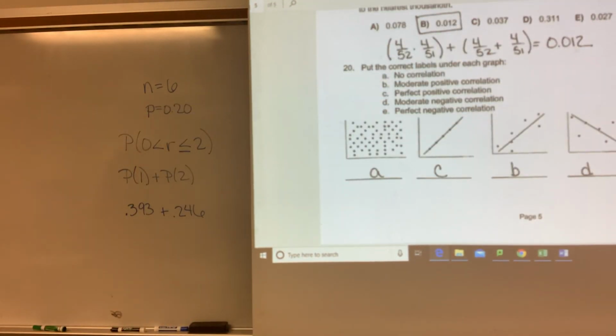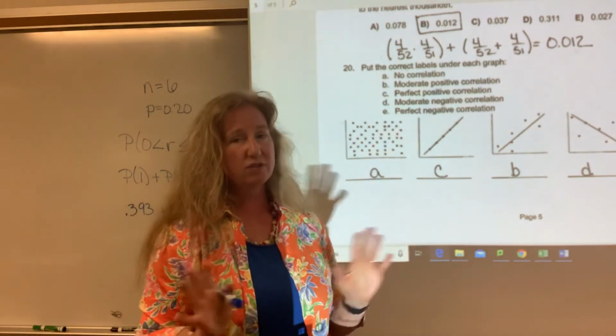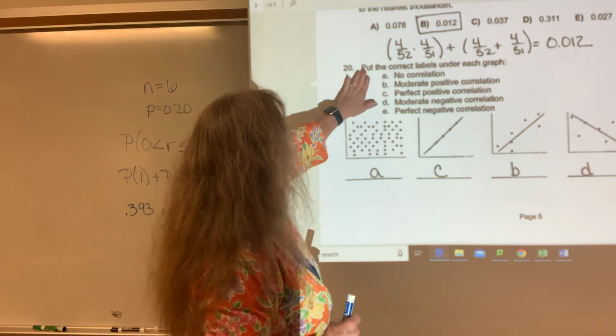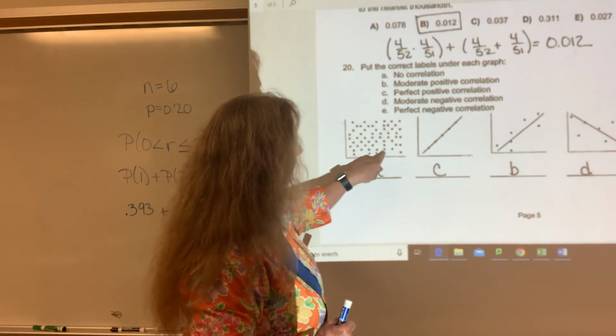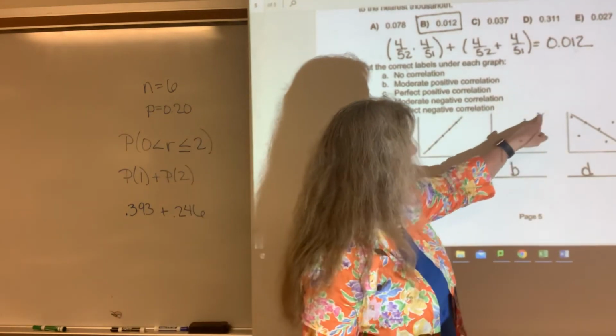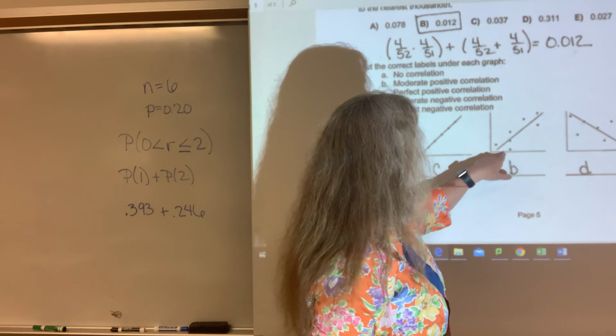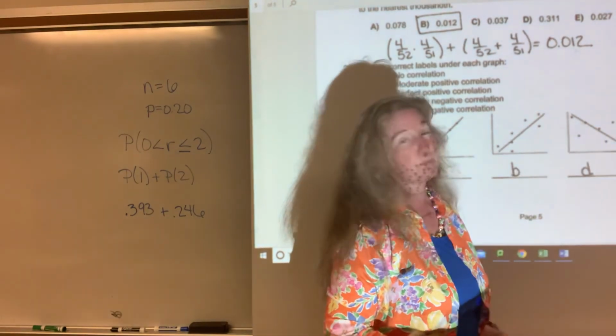So correlation, I think this is the last question. I try not to make these exams long, but put the correct labels. This is no correlation, right? It's kind of everywhere. This is a perfect positive. This is a moderate positive. This is a moderate negative, and that's a perfect negative.